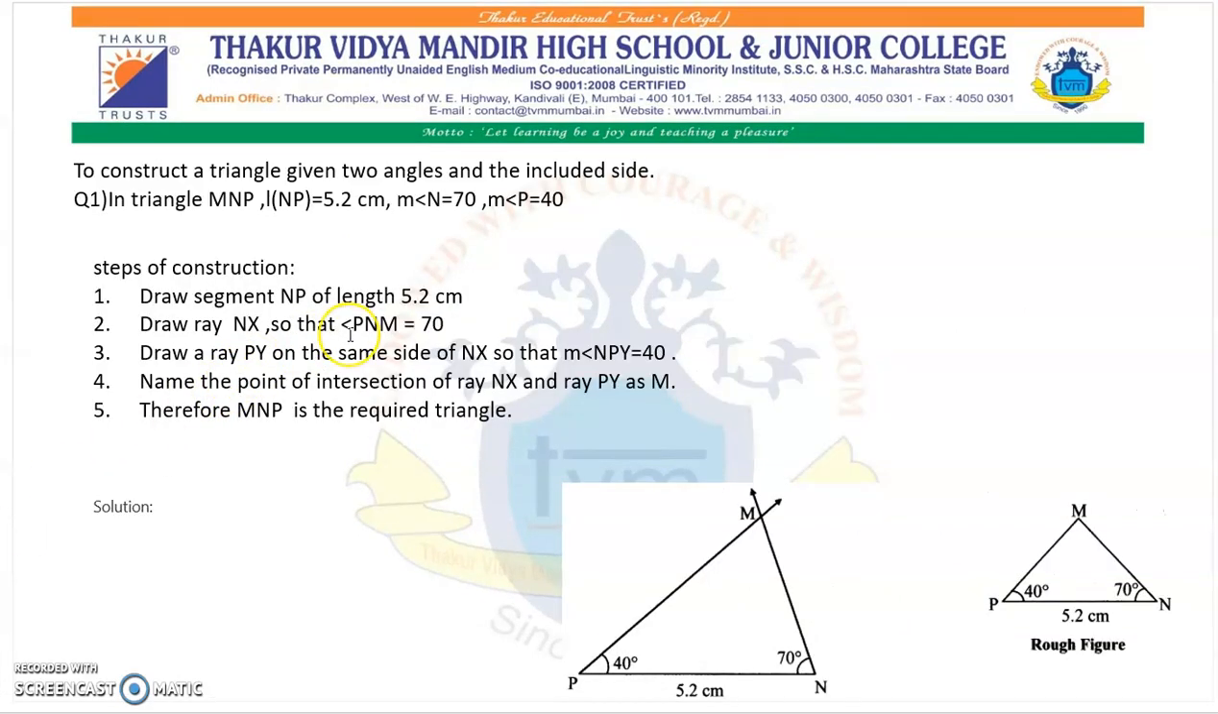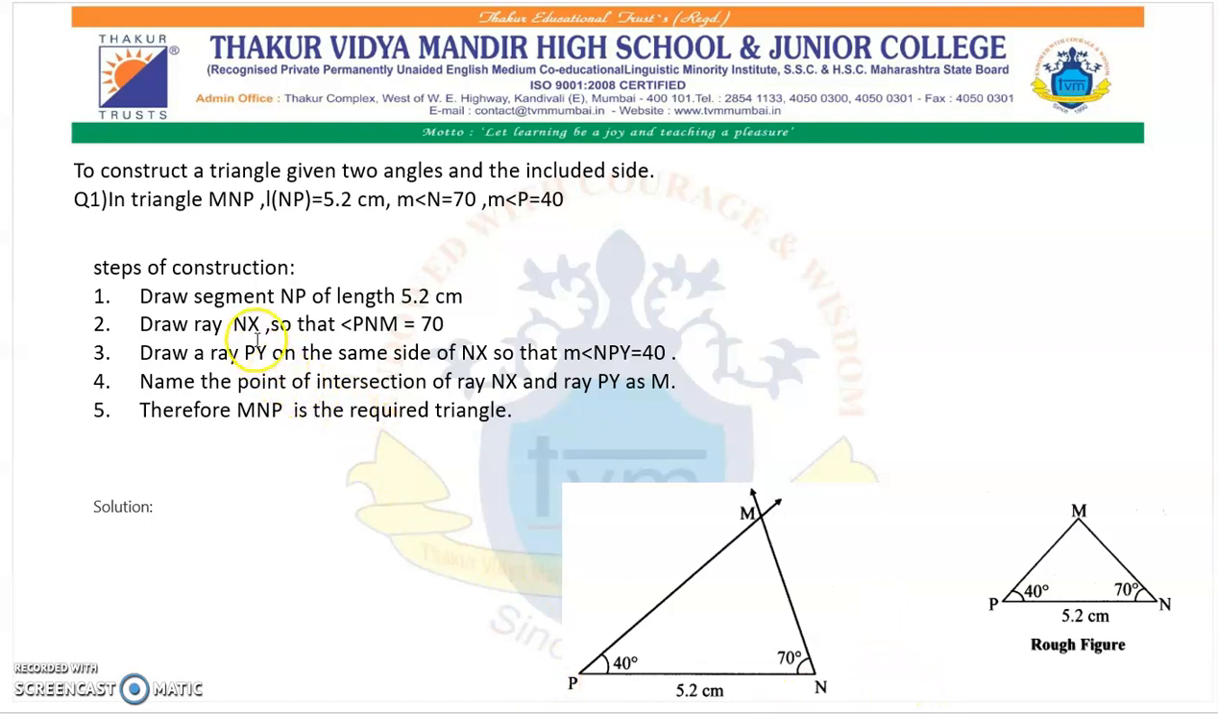Now to construct a triangle given two angles and the included side. In triangle MNP, length NP is given 5.2 cm. Measure of angle N is given 70 degree. Angle P is given 40 degree. The steps are: draw a segment NP of length 5.2.